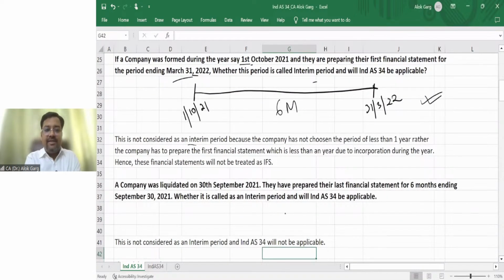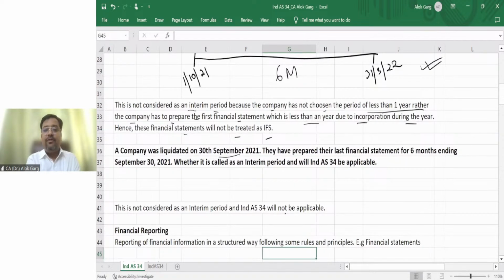This is not considered as an interim period because the company has not taken the period of less than 1 year. Rather, the company has to prepare the first financial statement, which is less than a year, due to incorporation during the year. Hence, these financials will not be treated as interim financial statement.